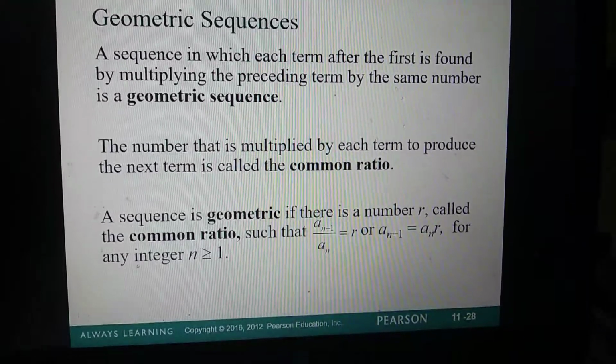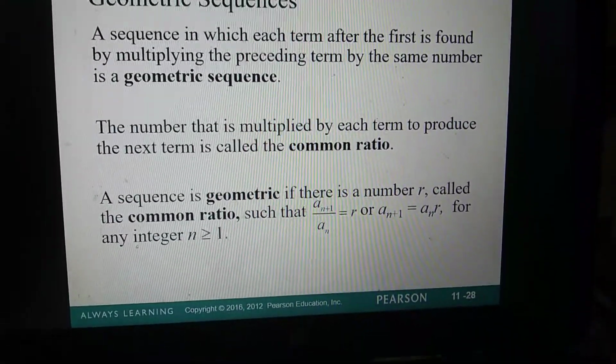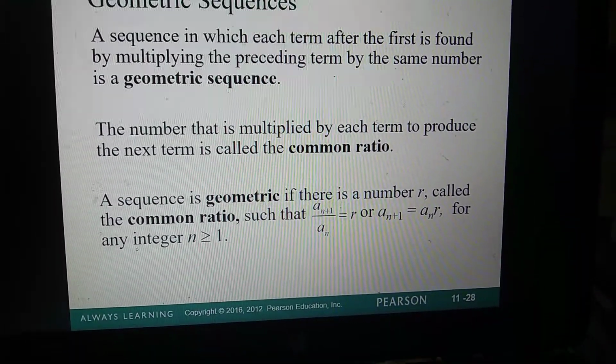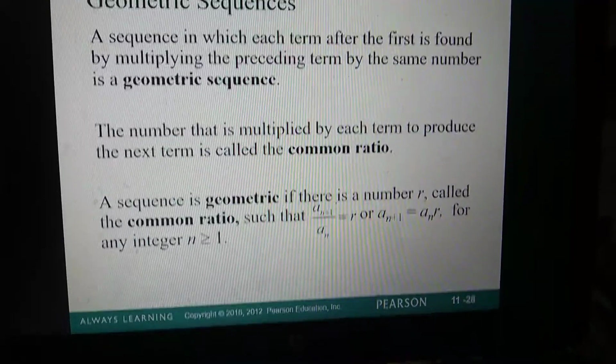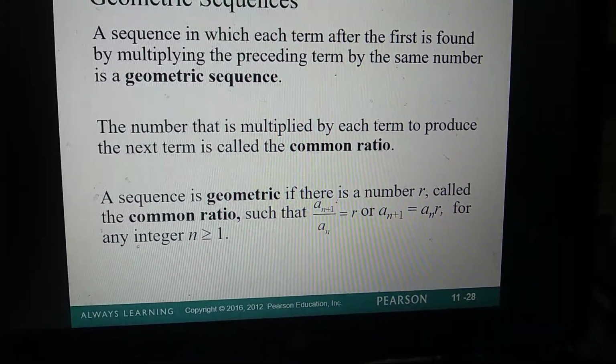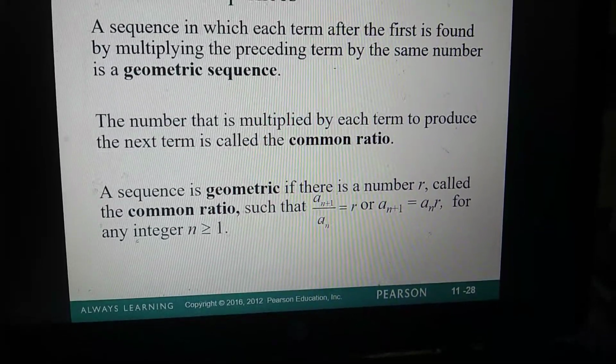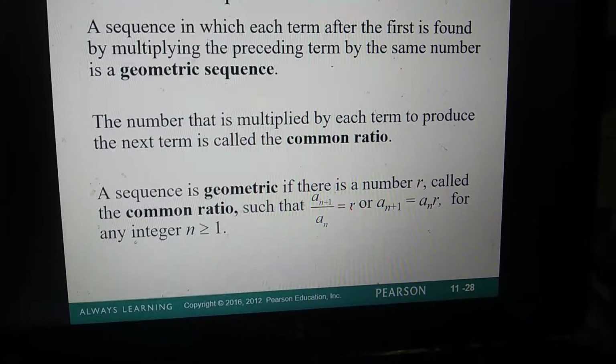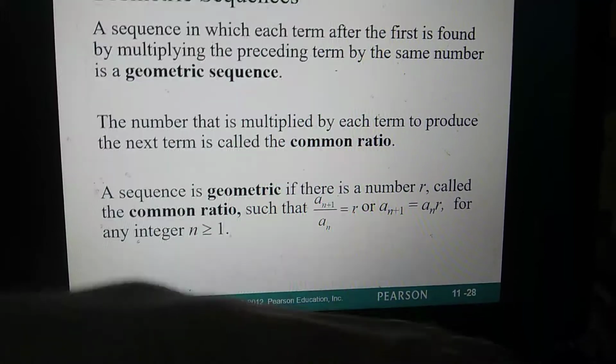Okay, and finally for 11.3, this is geometric sequences. So another special kind of sequence, and like the last one we had a common difference, now we have this thing called the common ratio. So the common ratio, if you were to take the next term and divide it by the previous term, it should always equal a set number, and that's what makes it a geometric sequence.